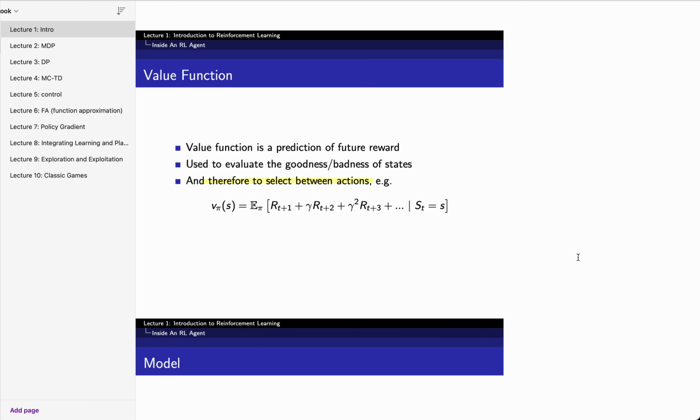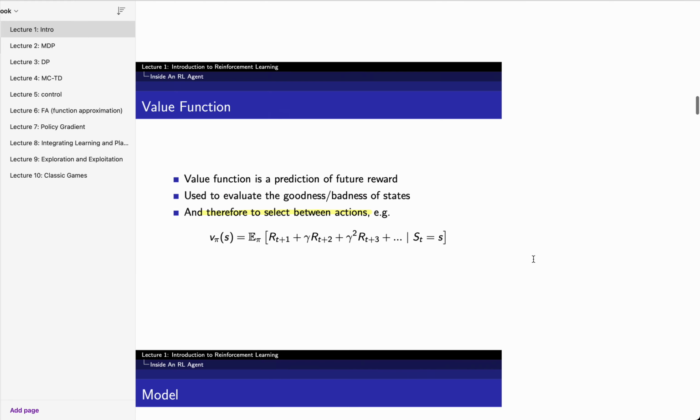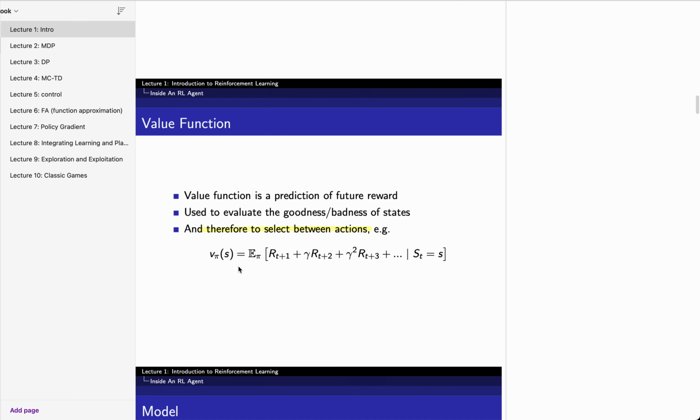A value function is a prediction of future reward. It is used to evaluate the goodness or badness of states, and therefore to select between actions. So this is a state value function. There should also be an action value function, but anyway, a state value function evaluates the current state. R is a reward. It is the expectation of the immediate reward plus the discounted future rewards given the current state.